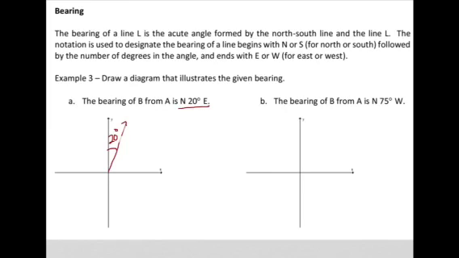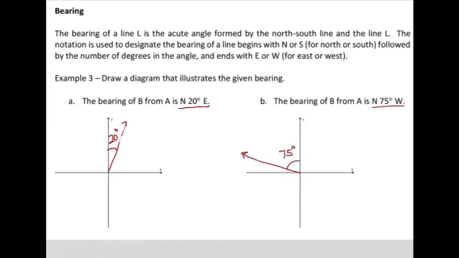In part B, now we have north 75 degrees west, so that's going to be a much bigger acute angle in the direction of northwest. So the degrees is always measured from the vertical axis. And that's the important thing to keep in mind.